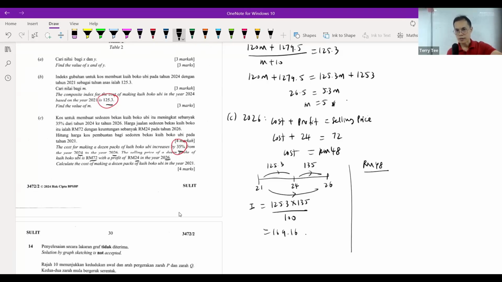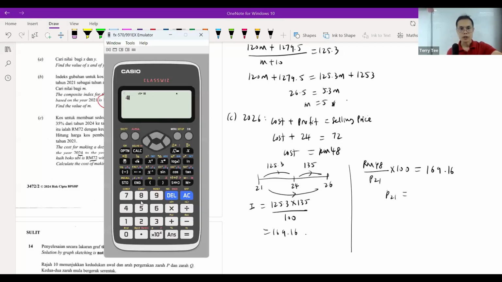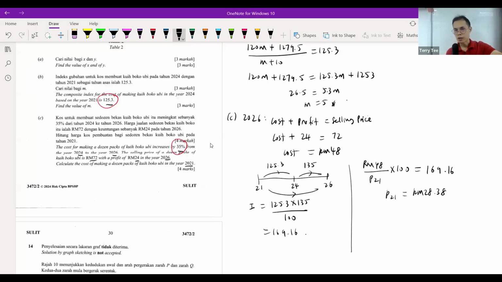This is from 21 to 26. We don't know what's the cost in year 21. In fact, I'm finding the cost in year 2021. Then when we multiply by 100, this index is 169.16. So to find the price in year 2021, we take 48 ringgit times 100, divide by 169.16. I got 28.38. Yeah, RM 28.38.